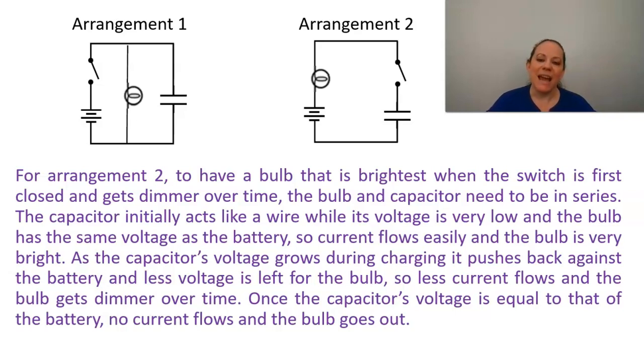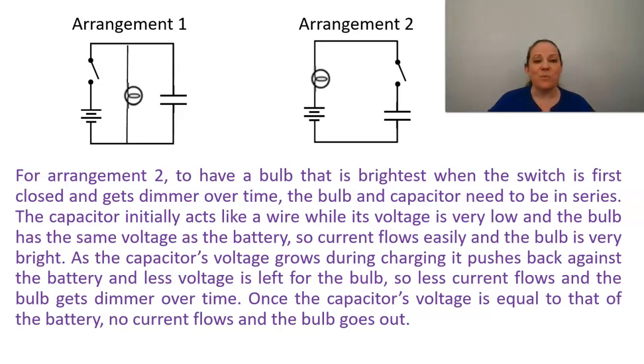The capacitor initially acts like a wire while its voltage is very low, and the bulb has the same voltage as the battery, so current flows easily and the bulb is very bright. As the capacitor's voltage grows during charging, it pushes back against the battery and less voltage is left for the bulb, so less current flows and the bulb gets dimmer over time. Once the capacitor's voltage is equal to that of the battery, no current flows and the bulb goes out.